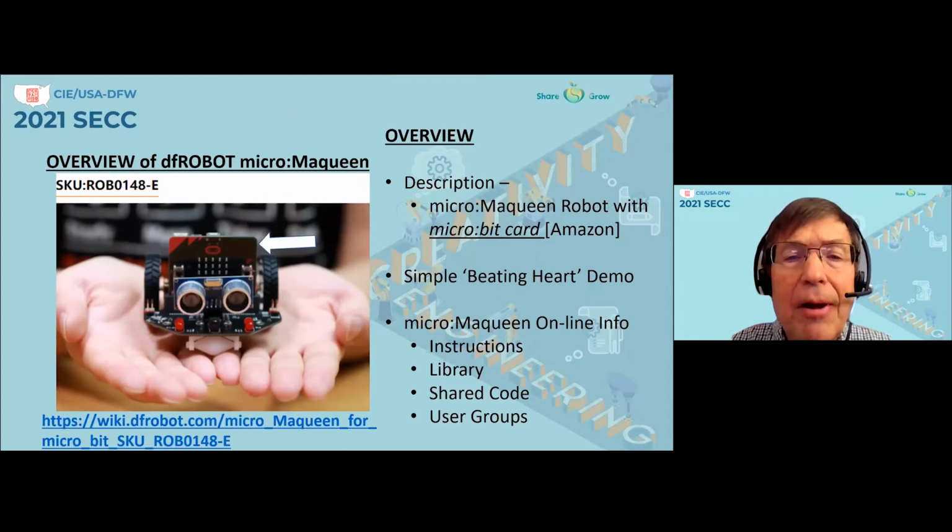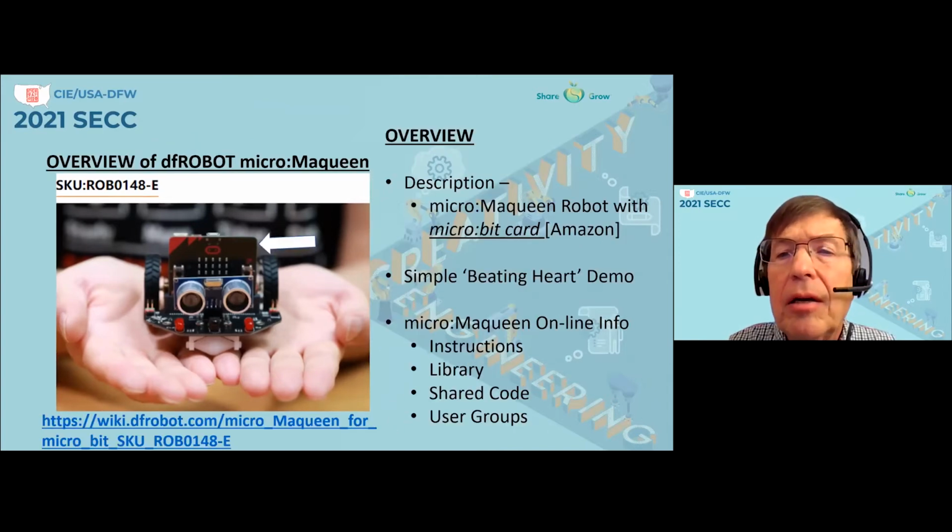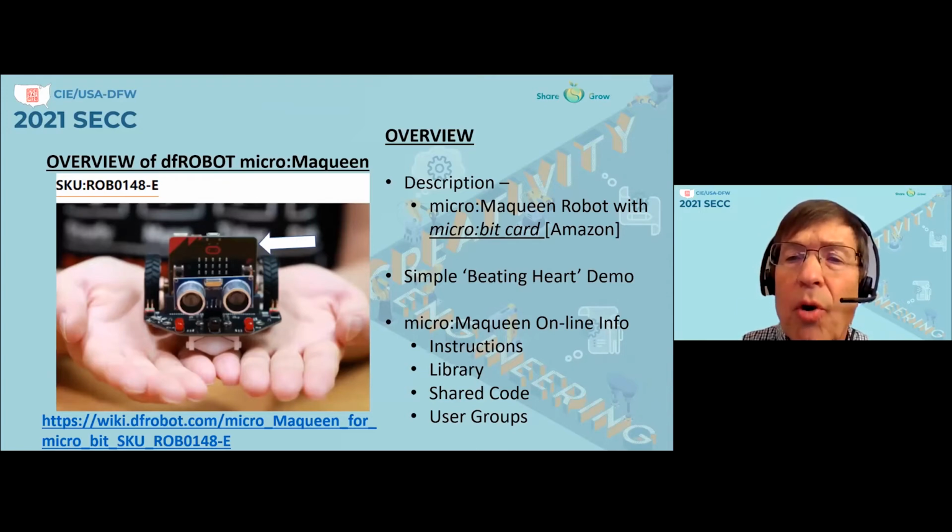Next slide, please. I want to make sure that people, if you order this robot, you order it with the microbit card. So you can get this on Amazon. So if you order the Micro McQueen robot, do not order it without the card or you'll be disappointed. There will be a lot of things you cannot do without the card. Anyway, next slide.